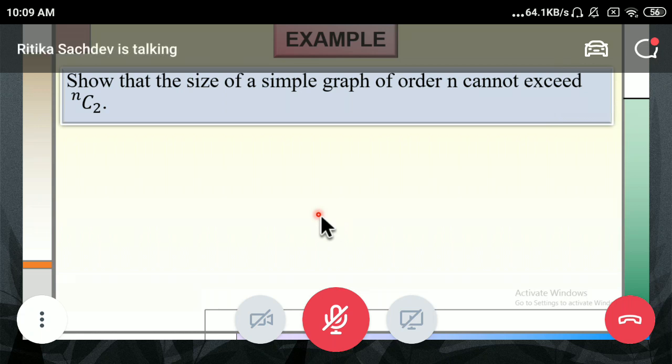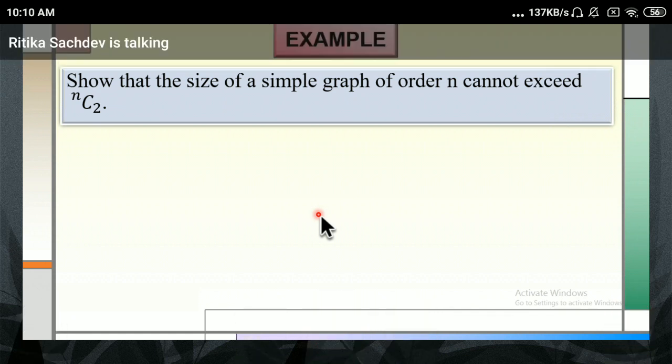Or n choose 2. Now, why are we saying that it cannot exceed NC2? Whenever I have to draw an edge, we will have to select two vertices. So from the set of vertices, we select any two vertices and we join. When we join these two vertices, it becomes an edge.